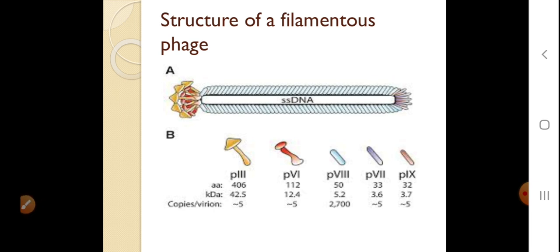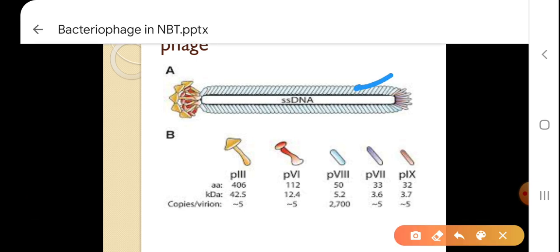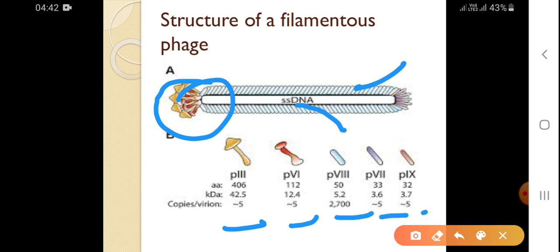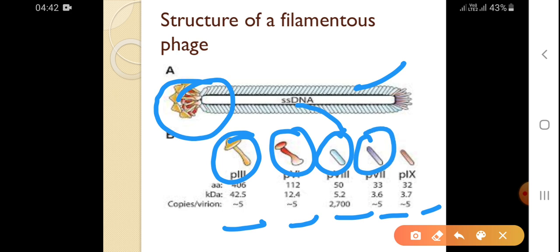And now this is the structure of a filamentous phage. The classical example here we are going to talk about is your M13. They have an outer capsid and then a single stranded DNA which is packed inside, and you can see these are the group of proteins. The names of the proteins and their characteristic features are given here. You have protein 3, 6, 8, 7, 9, okay, the 5 proteins which are present at the end of the tail fibers of the filamentous phages.